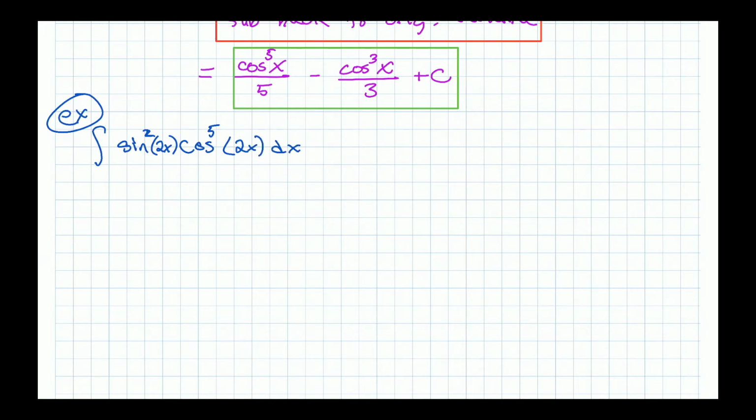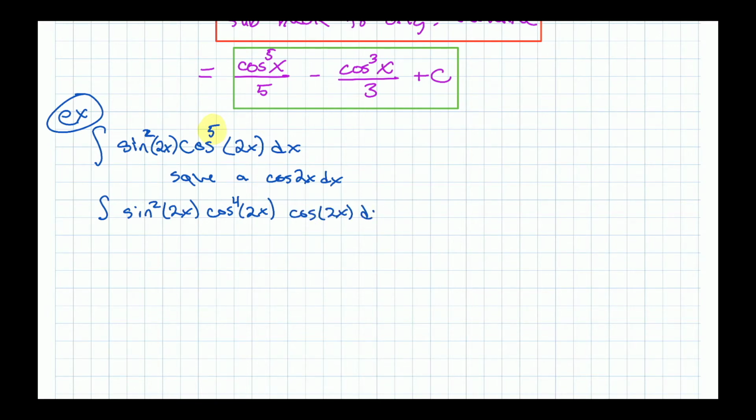Okay. So let's go through the process. So you need to recognize that there's an odd power. So you save a cosine x, or in this case, cosine 2x. So save a cosine 2x off to the side. So you have sine squared 2x, cosine to the fourth 2x, and then cosine 2x dx.